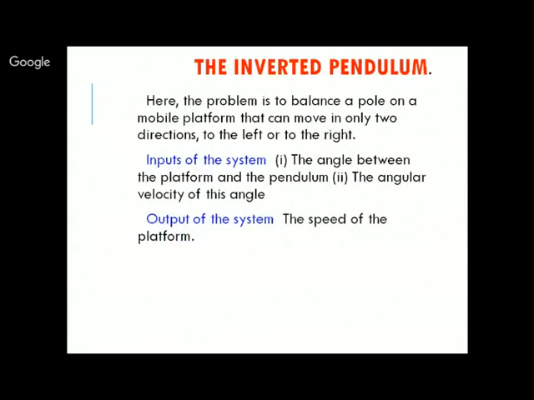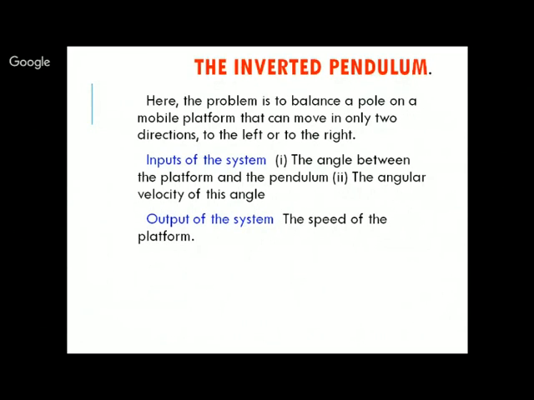See here, I have an inverted pendulum example, and the problem is to balance a pole on a mobile platform. The speed of the platform by which it is moving is the output. It has to be controlled so that the pole will stand on the platform. The pole on the platform will try to fall. So the angle between the platform and the pendulum and the angular velocity by which the pole is falling down, these are our inputs, and the output is the speed of the platform.